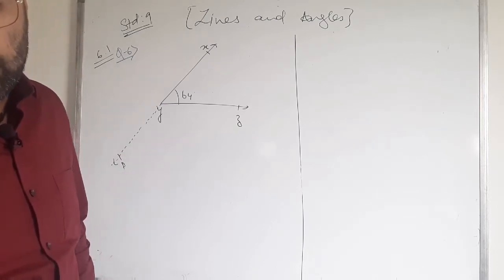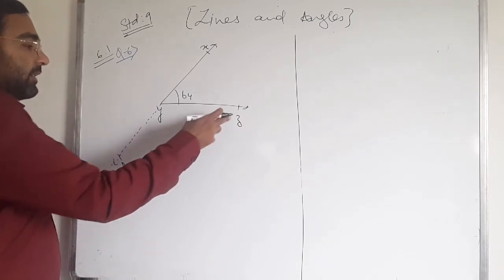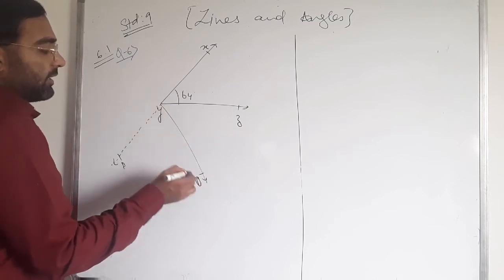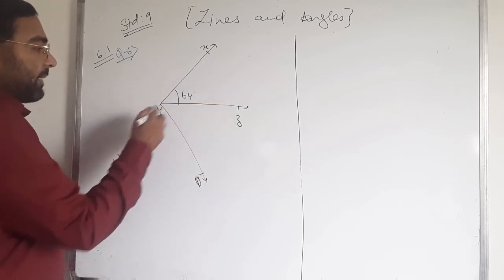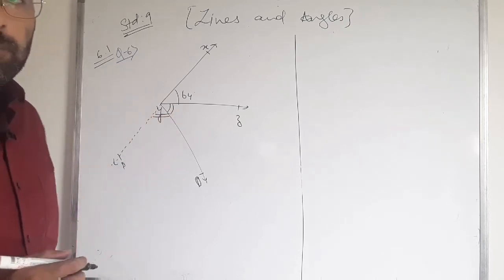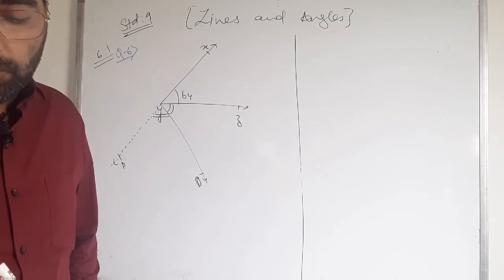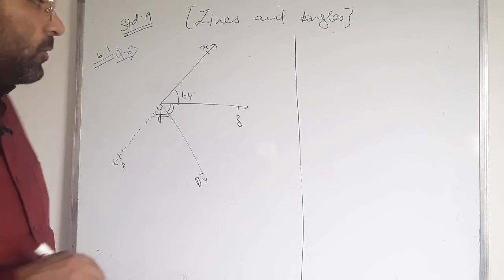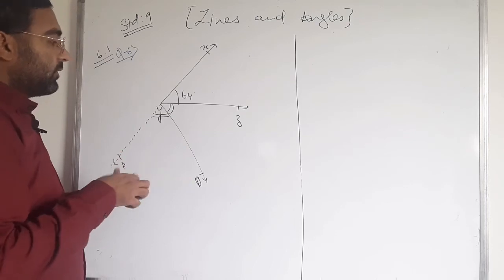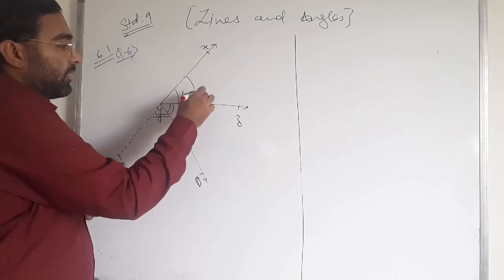Draw a figure from the given information. If ray YQ bisects angle ZYP, here is my YQ, that bisects the angle ZYP. Bisect means to make two equal parts. Find angle XYQ. First of all, XYQ, this whole angle.